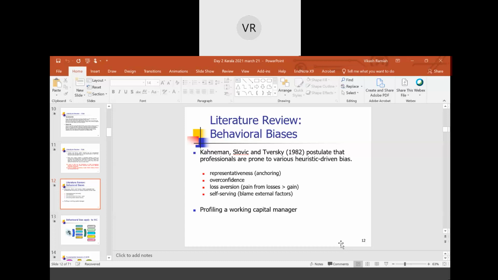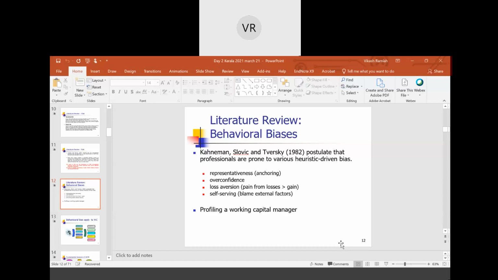And the idea is very simple. We're calling it profiling. We're going to profile a working capital manager. So if I may ask you to think for a minute, what does a drug addict look like? Just whatever comes into your mind. Just give me a minute, just think about it. So now that you have this in your mind, you've already profiled what a drug addict looks like.